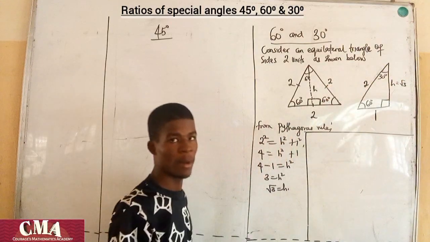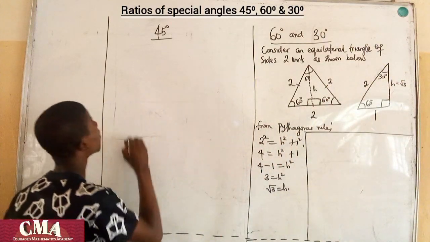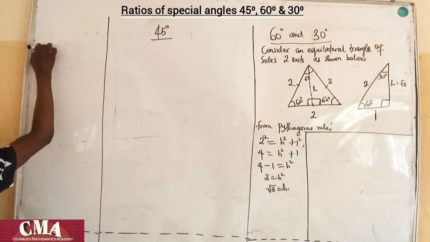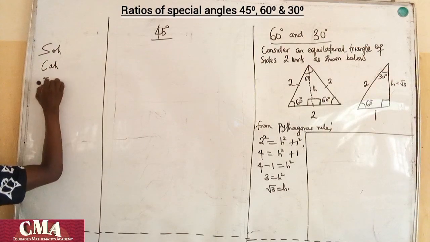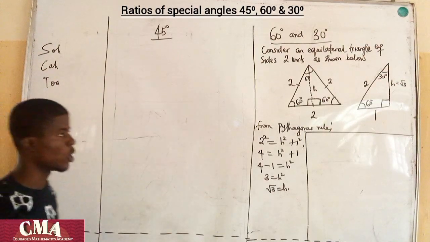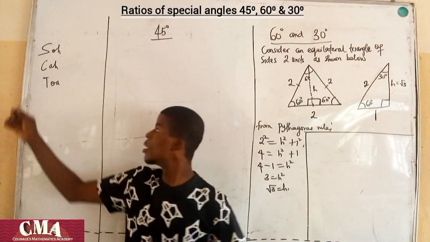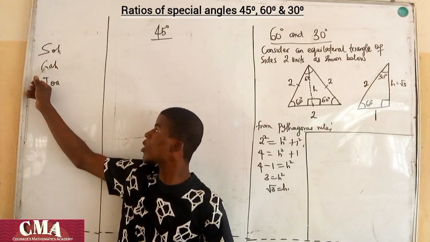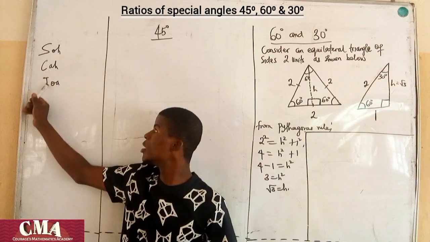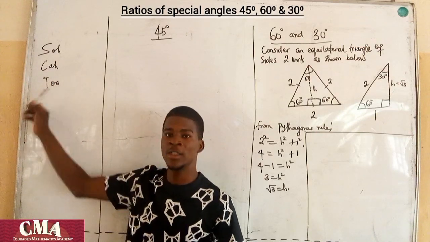I want you to remember this. Remember SOH CAH TOA. Sine means opposite over hypotenuse. Cos means adjacent over hypotenuse. And tan, opposite over adjacent.